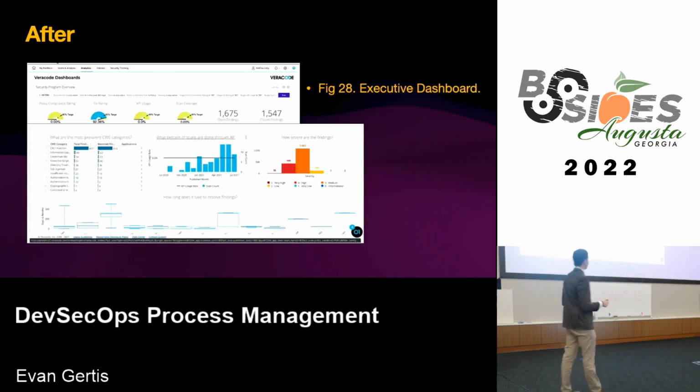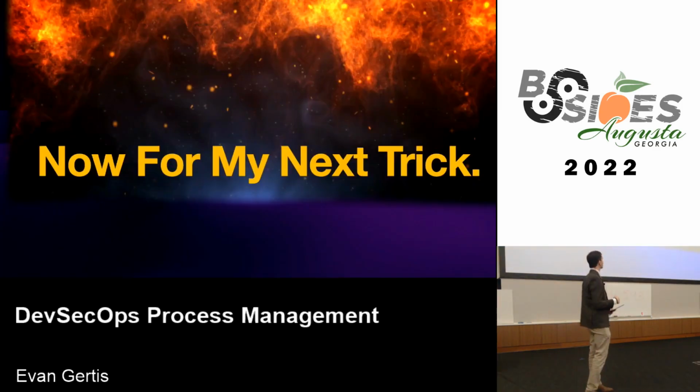And here's an example of an executive dashboard. As you can see, using this process, over 1,500 vulnerabilities were closed. However, 1,600 still remain. It's a process, but you can show progress.